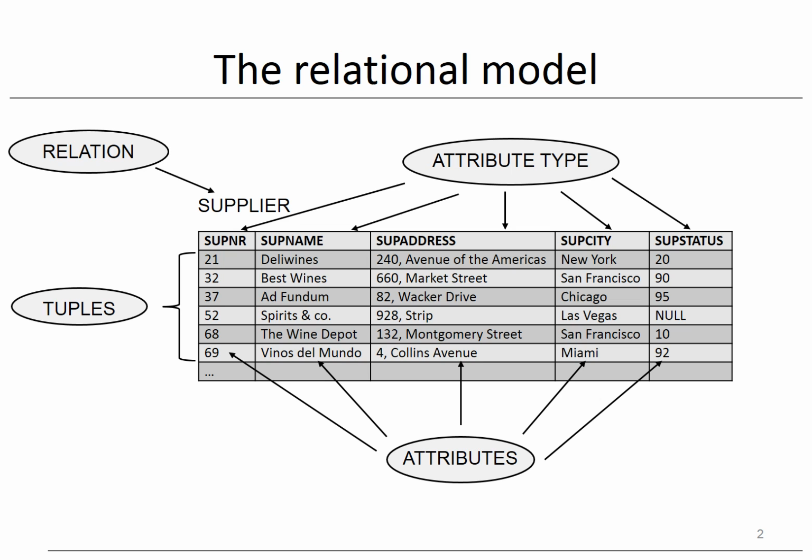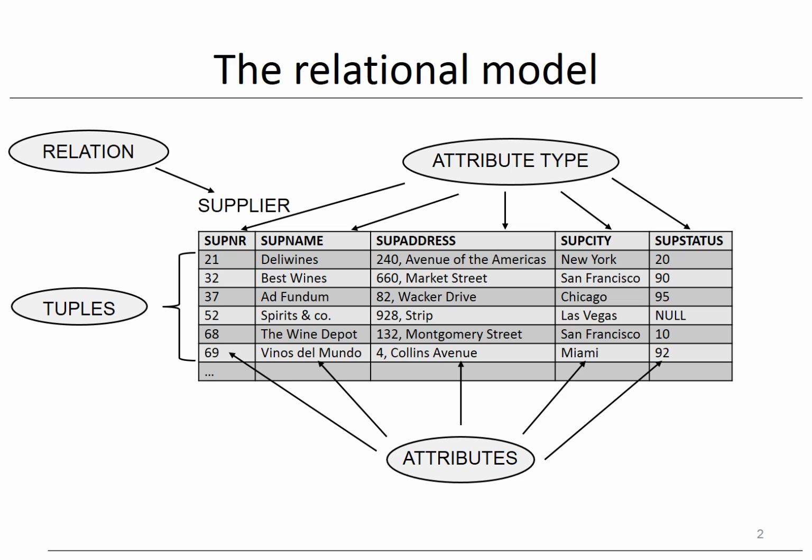A relation can also be interpreted as a table of values. Here you can see a relation supplier represented as a table of values. A relation corresponds to an entity type in the EER model. Each tuple corresponds to a row in the table or to an entity in the EER model.